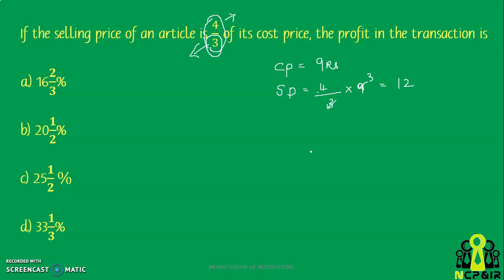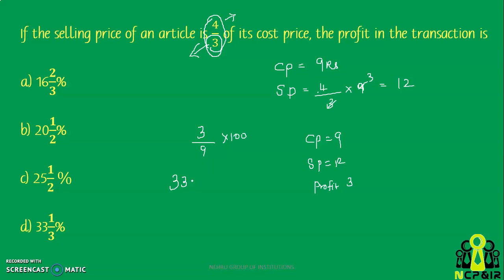So 4 into 3, selling price will be 12 rupees. So cost price is equal to 9, selling price is equal to 12. So in this case, profit will be 3 rupees. So this is 3 by 9 into 100, profit divided by cost price into 100. That's 1 by 3 into 100.